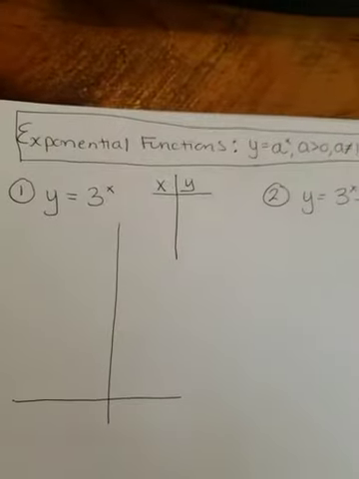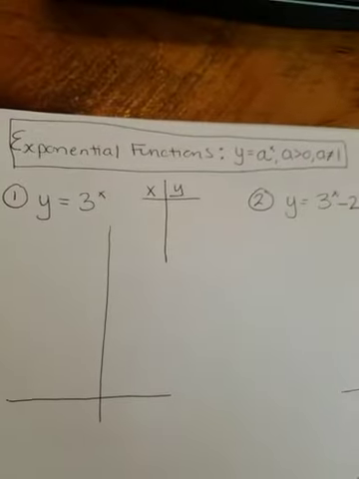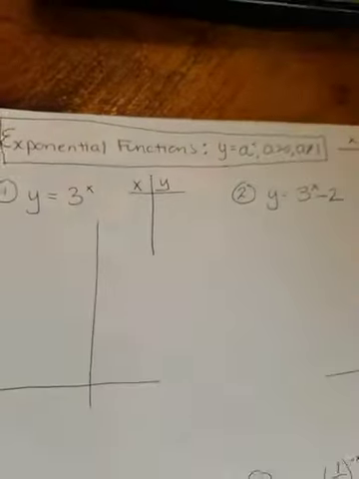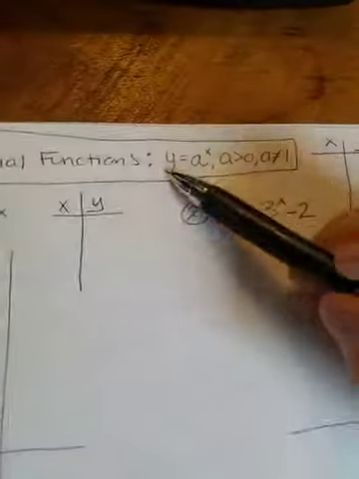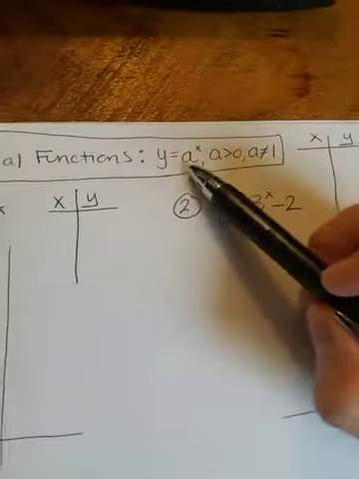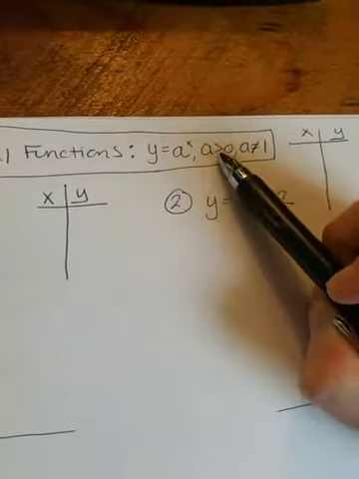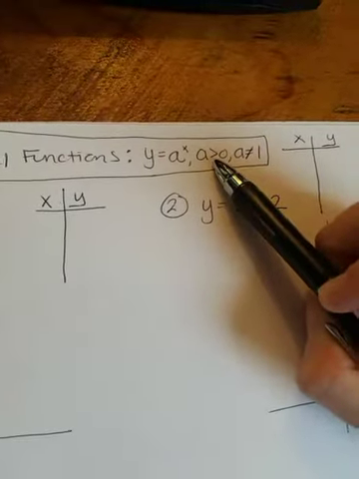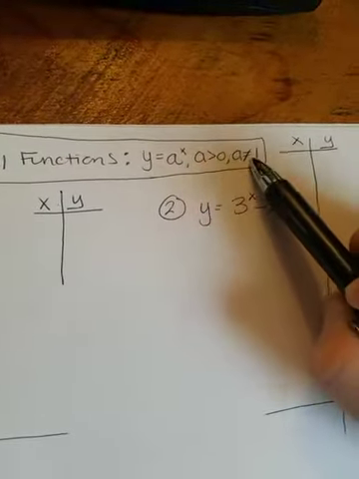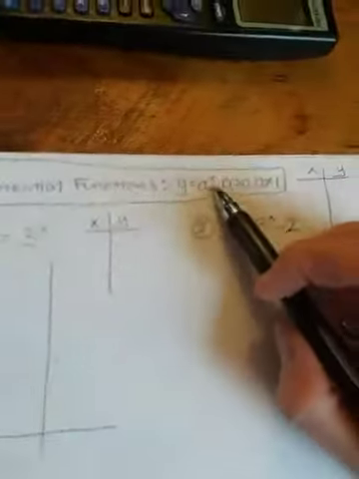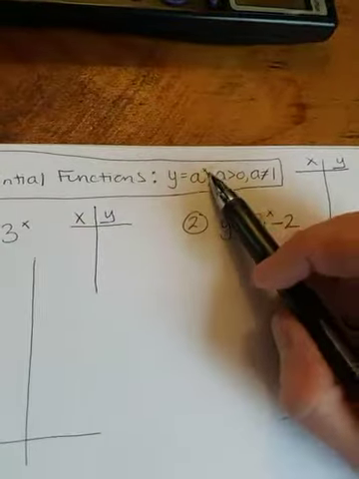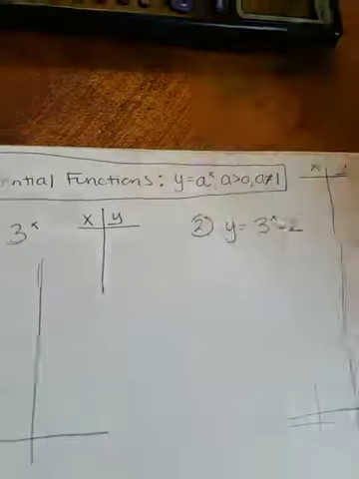Hey guys, the last section of the unit is called exponential functions, which means we are graphing again. So an exponential function is of the form y equals a to the power of x. A has to be greater than 0, so it can't be negative and it can't be 0, and it also cannot be 1. It's called an exponential function because your variable x is in the exponent.